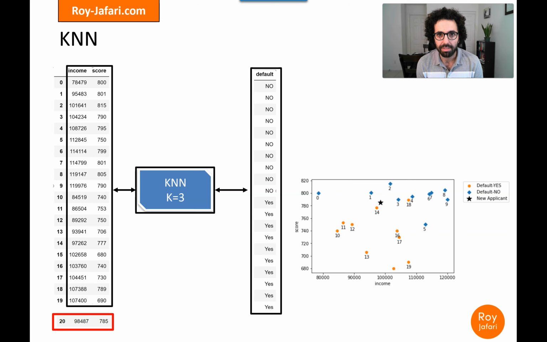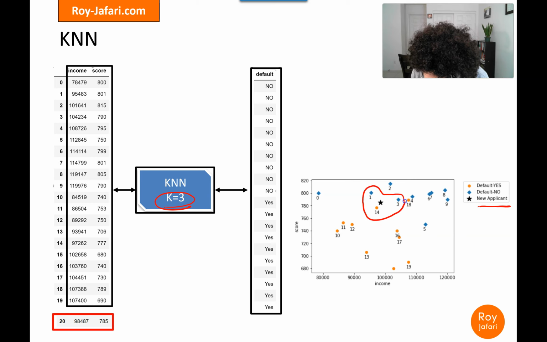What KNN says is find the k-nearest neighbors to the new data object you are interested in the label of. The new data object is here, the star. K is given to us as 3, so we find the 3 nearest neighbors. These 3 are the k-nearest neighbors. Because 2 of the neighbors versus 1 neighbor are default no, we would predict no. As simple as that. K-nearest neighbors is that simple.